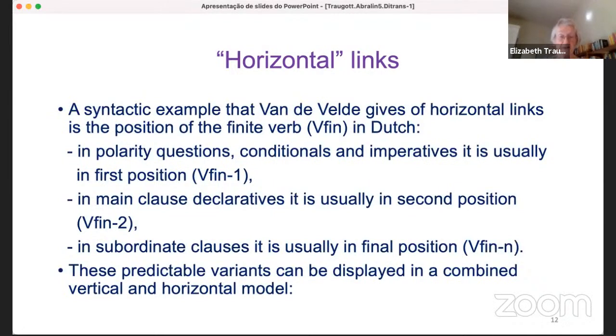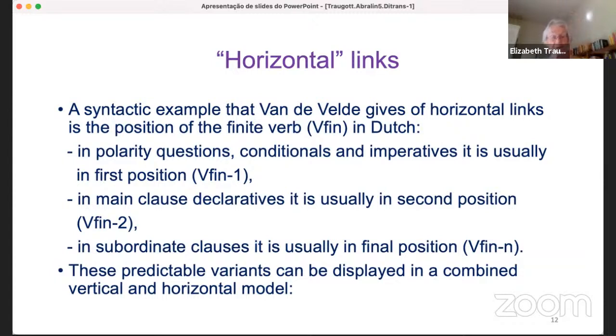So a syntactic example that van der Velde gives of horizontal links is the position of the finite verb in Dutch. This is quite typical of Germanic languages. It's not only Dutch, but basically occurs in German, and it occurred in Old English. It is not part of modern English at all. But there are three different alternating positions of the finite verb in Dutch and in these other languages.